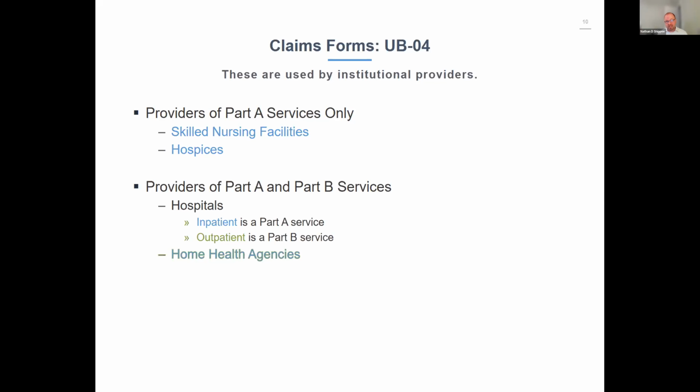And so then we have hospitals, where inpatient is Part A, but outpatient, hospital outpatient, is Part B. And when I say outpatient, think hospital outpatient, not all services, because there are other types of services that we're going to look at in a second. So hospital outpatient is Part B. We also have home health agencies, right? So some only provide Part A, some provide both Part A and Part B. But the key feature is that they provide Part A services, institutional providers, 837I.